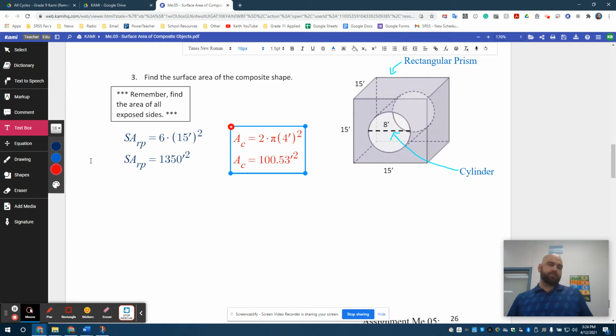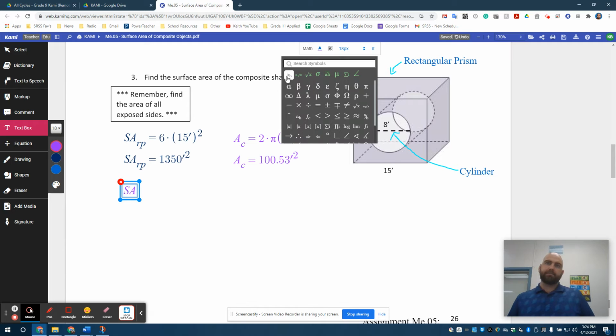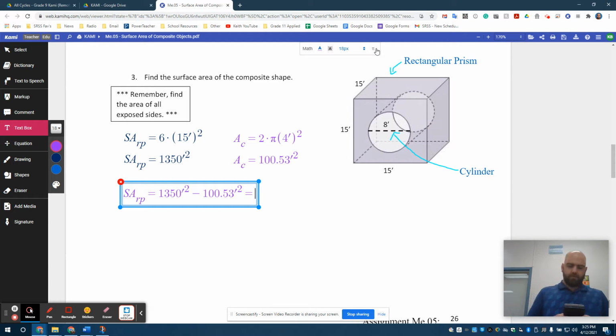So what we're going to be doing is subtracting that out of the area of the rectangular prism. And so our surface area of the rectangular prism, and we can write it this way because I'm taking those circles out, is equal to 1,350 feet squared minus 100.53 feet squared. And that equals 1249.47 square feet.